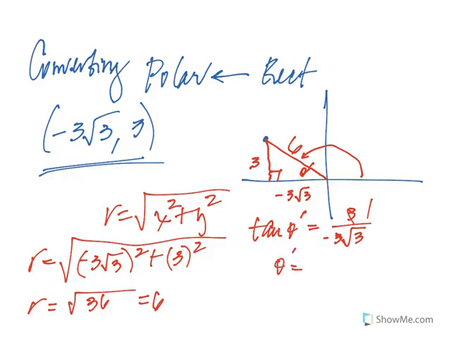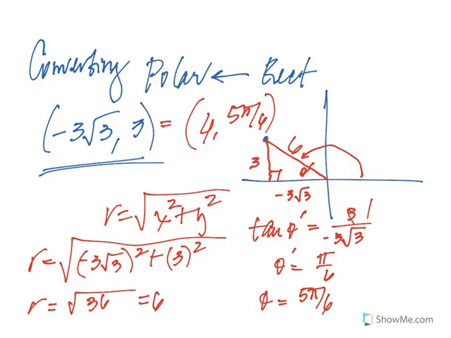That means my theta prime is going to be pi over 6. But it needs to be in standard form. Obviously, it's in Q2, so that means my theta is going to be equal to 5 pi over 6, which now means the ordered pair negative 3 root 3, 3 in polar form is going to be equal to 6, 5 pi over 6. Hope you can read that. Kind of looks like a 4. Let's redo this. 6, comma 5 pi over 6, and that's it in polar form.